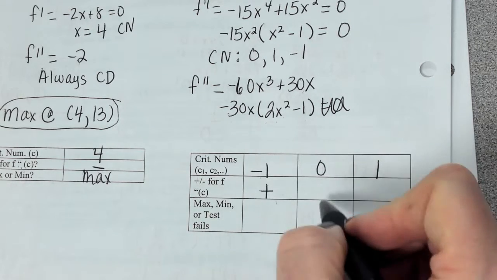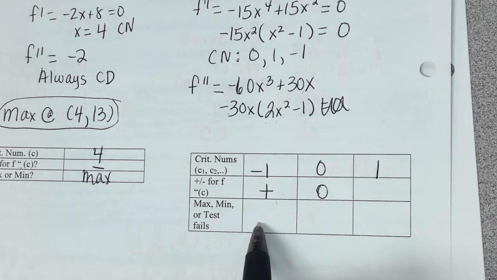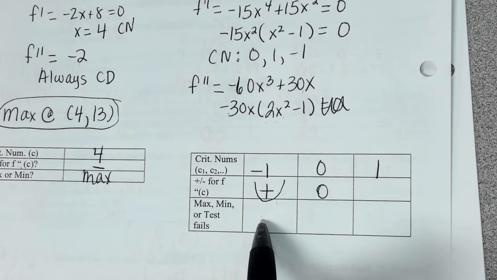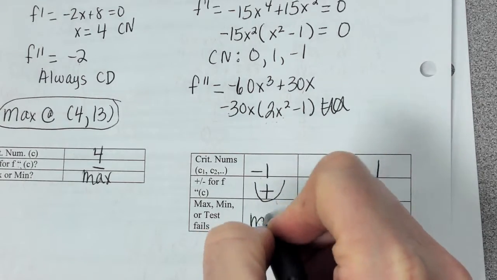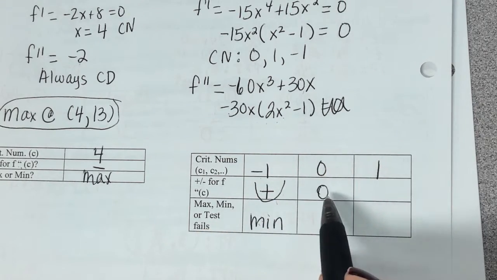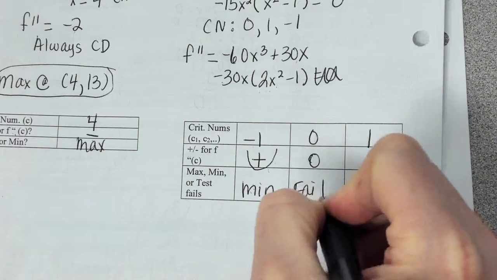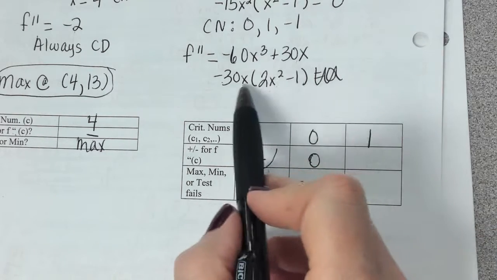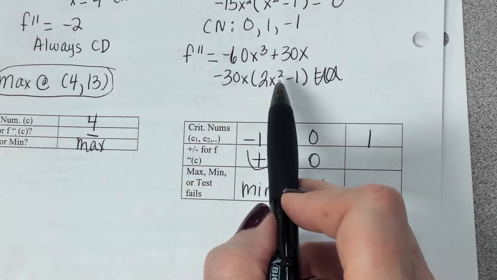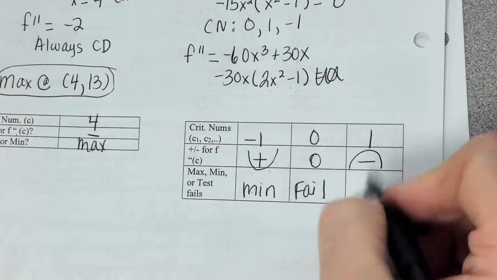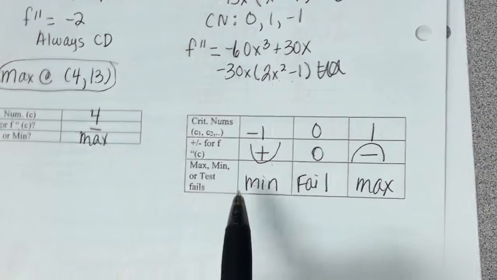When we plug in 0, though, I get 0. So this one, where I have it concave up, what's that mean this is going to have to be? Minimum. When I get 0, what happens? The test fails. When I plug 1 into that second derivative, I get a negative times a positive. That's a negative. That means we're concave down, so what do we have? A max.